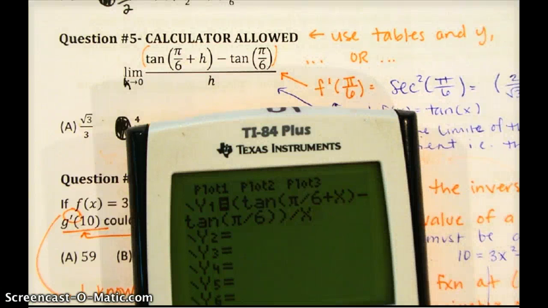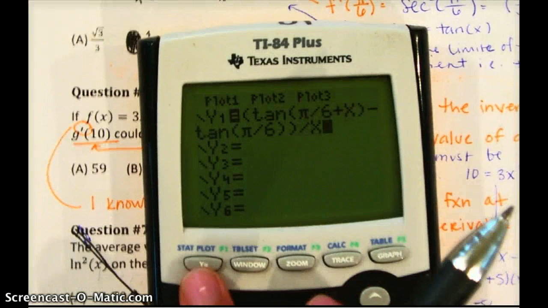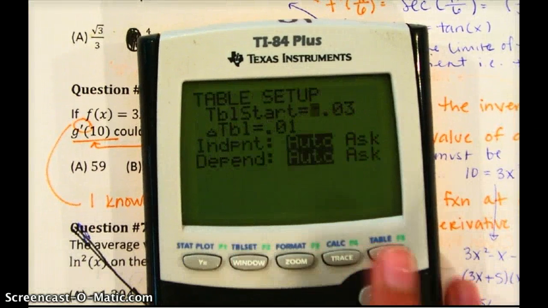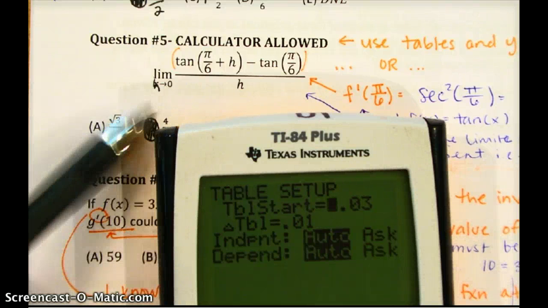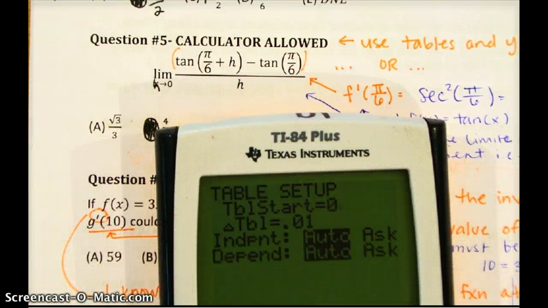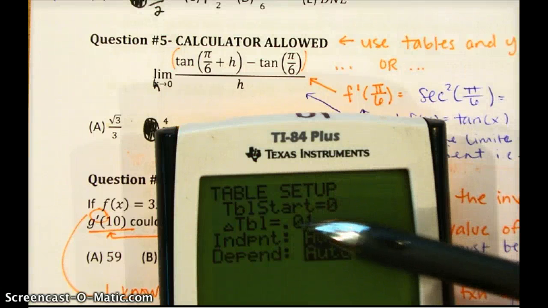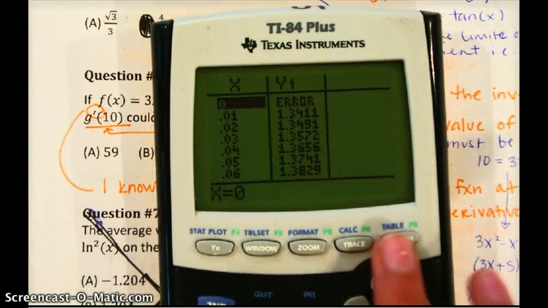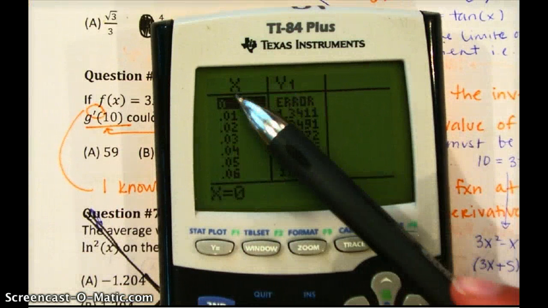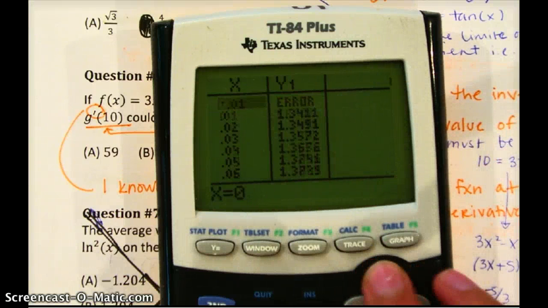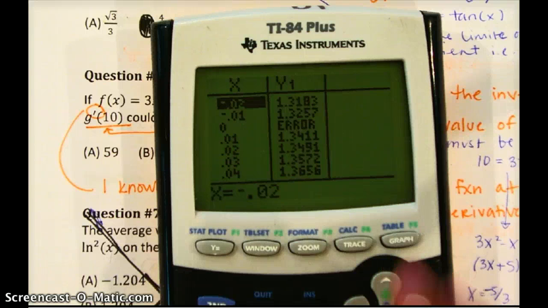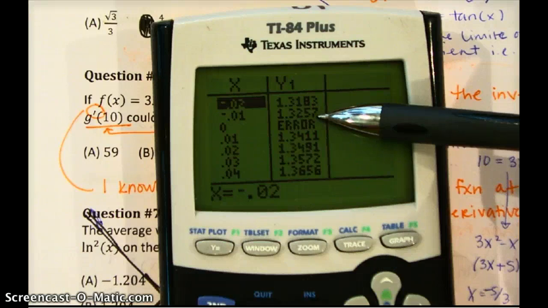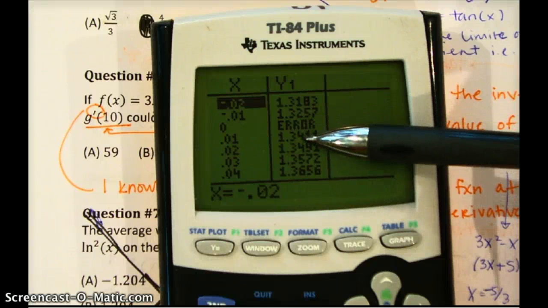I apologize about that. Now, to evaluate the limit, I'm going to go to table set, and I'm going to ensure that my table is starting at 0, because that's where I'm evaluating the limit. So there's my 0, and then you want your step to be a small number. Now I can go to the actual table, which was second table, and we notice that there's an error at the value 0, but when I look on either side, the two sides seem to be approaching a similar number. They're both somewhere around 1.32, 1.34.